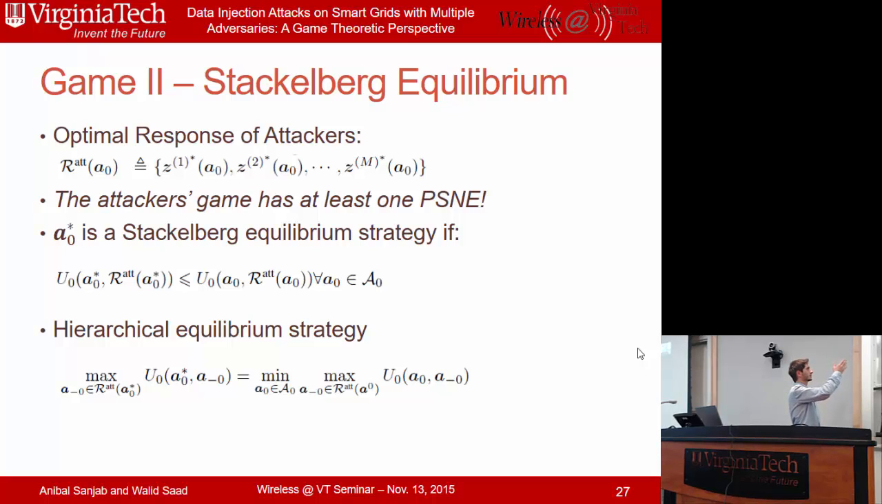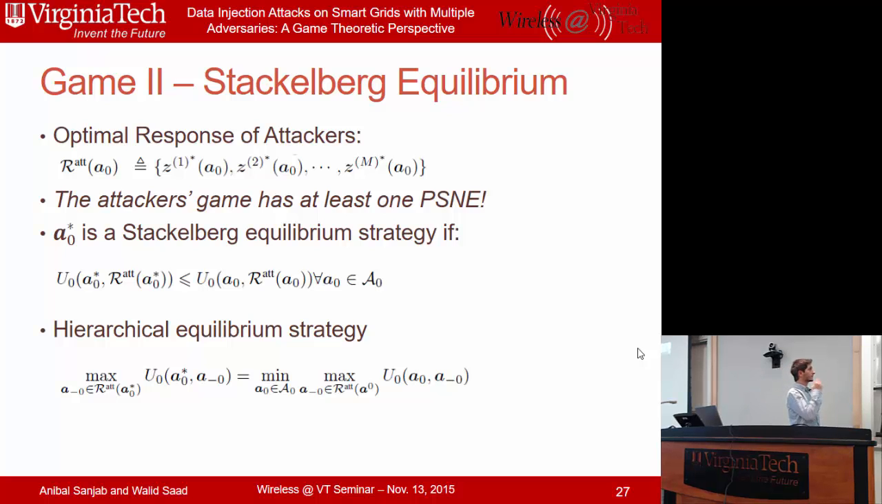So the defender chooses, let's say, a strategy denoted by A0, and then after observing that strategy, the attackers play a non-cooperative game and reach an equilibrium. That equilibrium is an optimal response to the strategy chosen by the defender. First, we have proven in our paper that the attackers' game has at least one pure strategy Nash equilibrium, or one Nash equilibrium not under mixed strategy. So every time a strategy or policy is chosen by the defender, the attackers have an equilibrium for their game in response to that strategy.